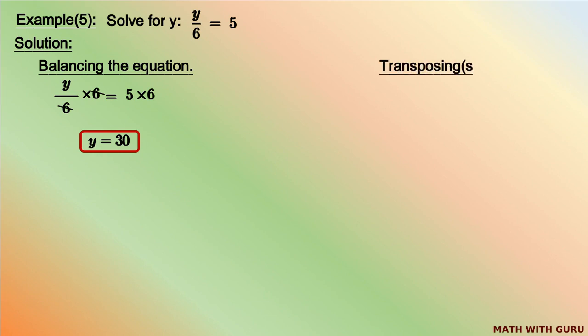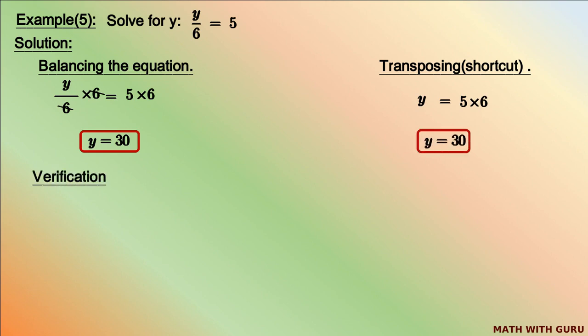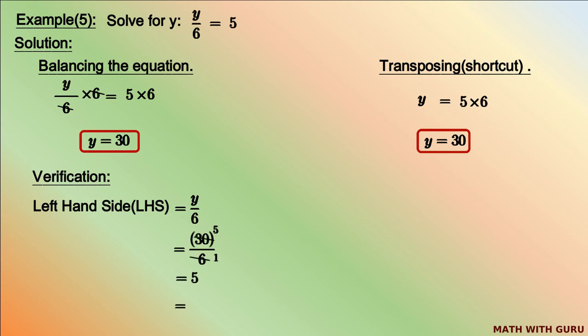Second method, method of transposing. y divided by 6 equals 5. We transpose 6 to the right hand side. Then it multiplies 5. y equals 5 into 6. y equals 30. Let us verify the answer quickly. Start from the left hand side. y over 6 equals, y is 30, 30 over 6 equals 5, which equals the right hand side.